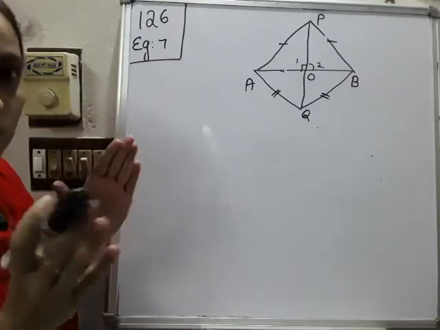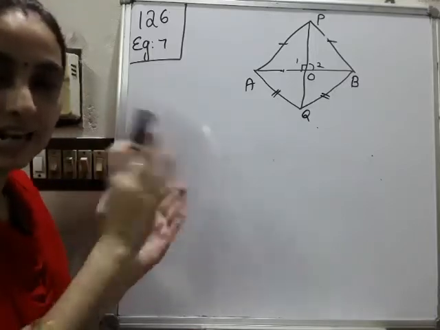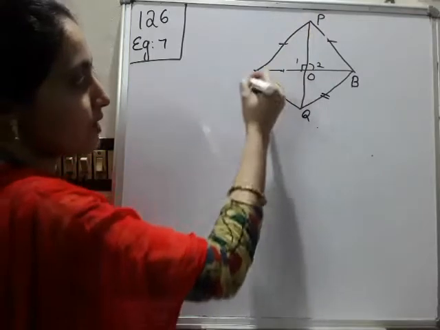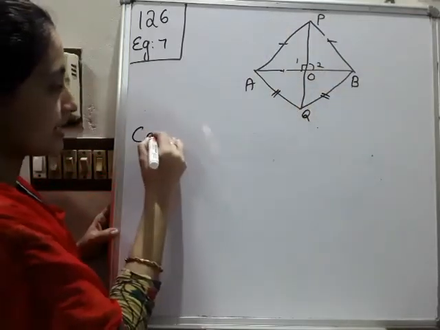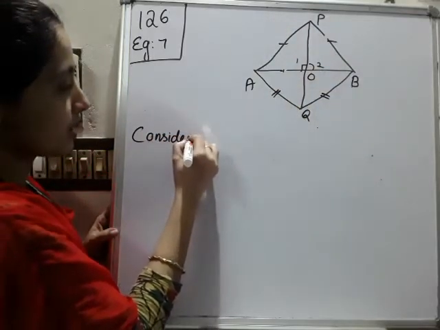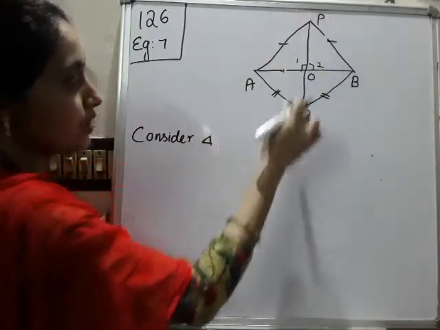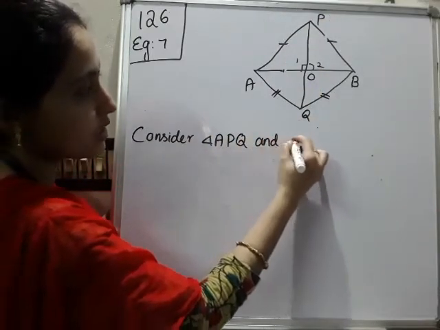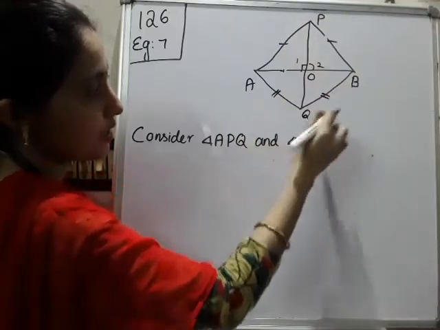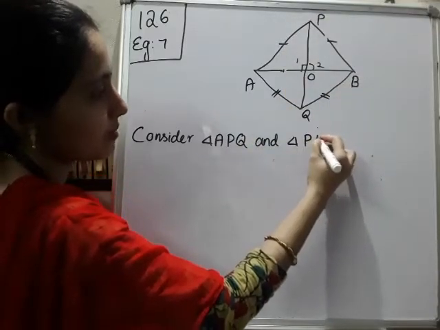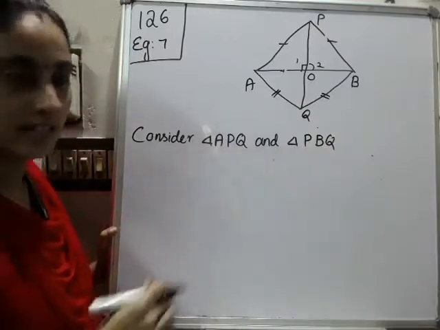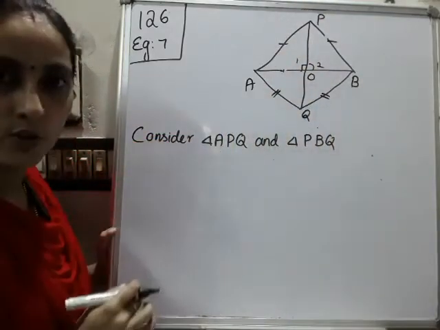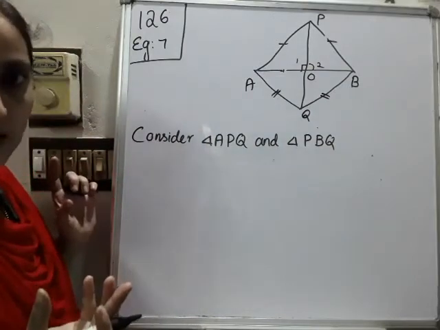There are two different congruence criteria we are using here. That's why listen here please. So first we are considering the big triangles. That is, consider triangle APQ and triangle PBQ. These two triangles we are considering. That is the big triangles, APQ and BPQ. I think you can easily find out.